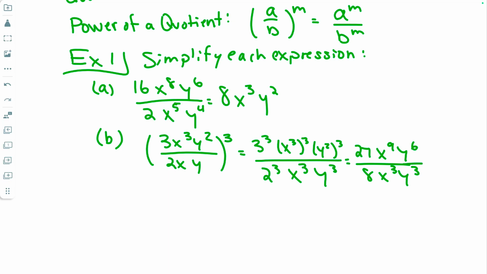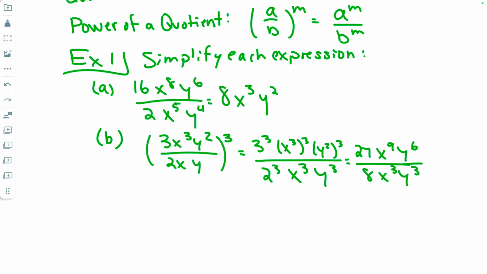Now, can we reduce 3/2 into something simpler? 1 and 1/2. Not a mixed number. That's as simple as it can go, right? Like 3/2. That's it. Nothing that goes into 3 also goes into 2. Because we have cubed that, 27 over 8 is the simplest it will go. Okay?